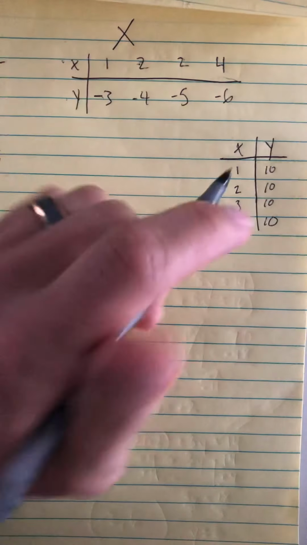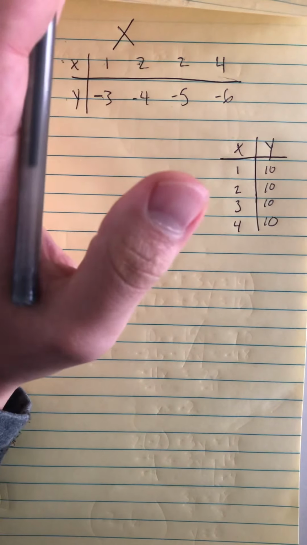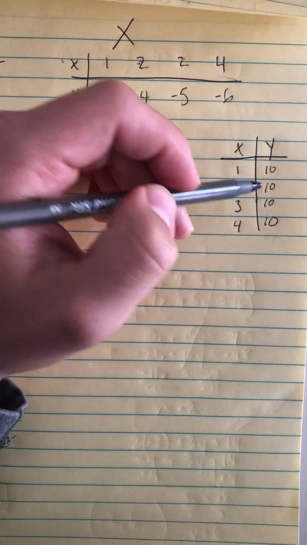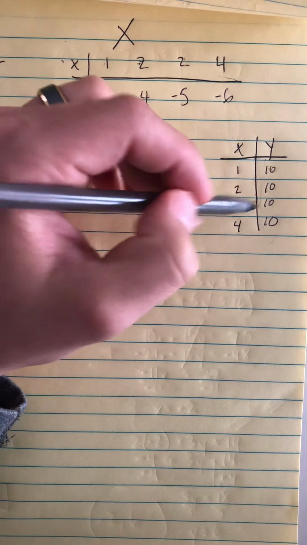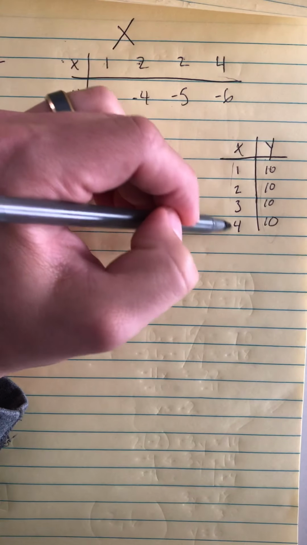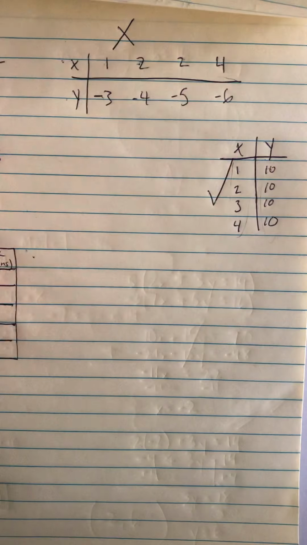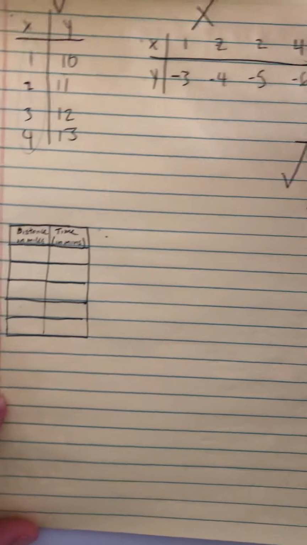And then finally, for this last one here, let's look at our X values. A lot of people get confused and say, oh, I have the same Y, can't be a function. But let's look. 1 has one output, 2 has one output, 3 has one output, 4 has one output. Do any of my X's repeat? No. So yes, in fact, this is a function.